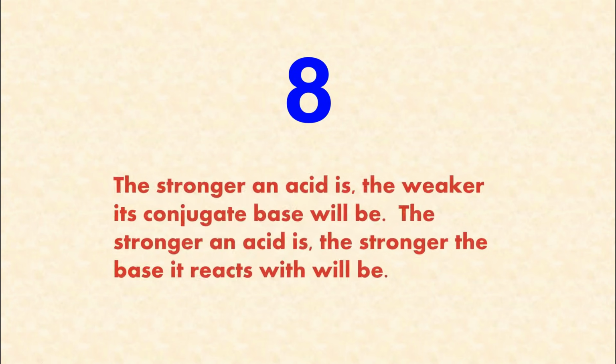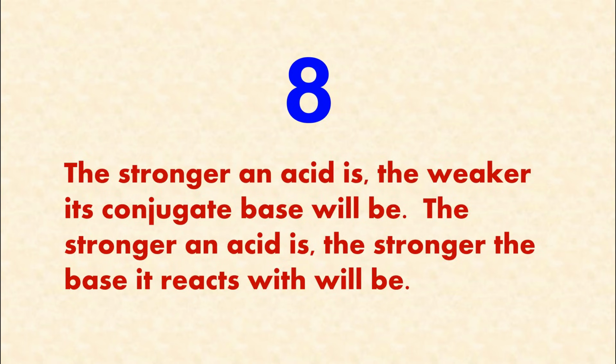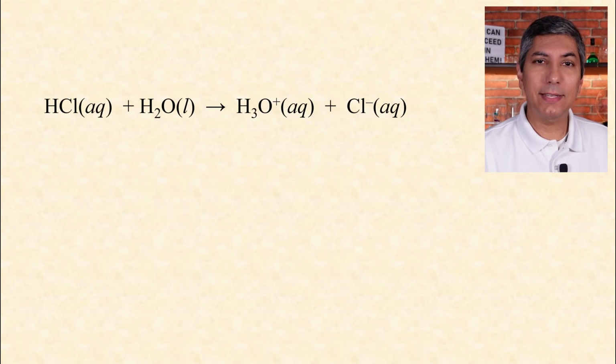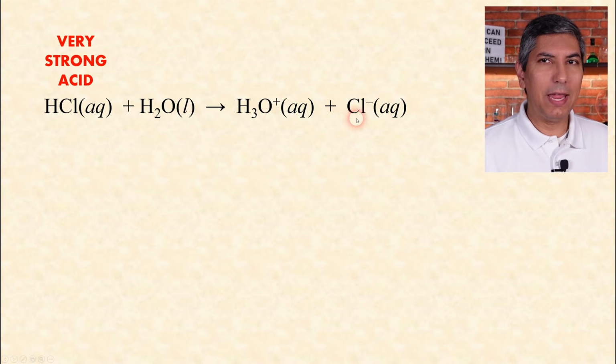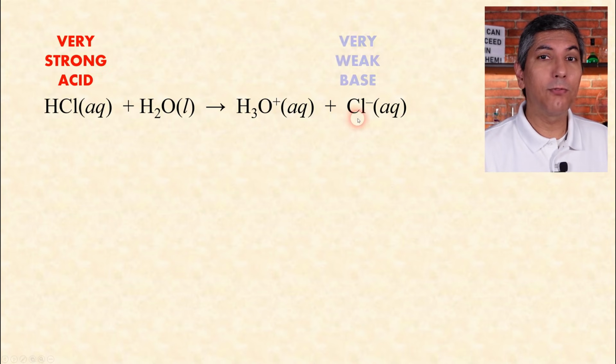Number 8. The stronger an acid is, the weaker its conjugate base will be. The stronger an acid is, the stronger the base it reacts with will be. So in this reaction, we have the strong acid HCl reacting with water. Since HCl is a strong acid, its conjugate base, the chloride ion, must be a very weak base. Remember, the stronger the acid, the weaker its conjugate base.